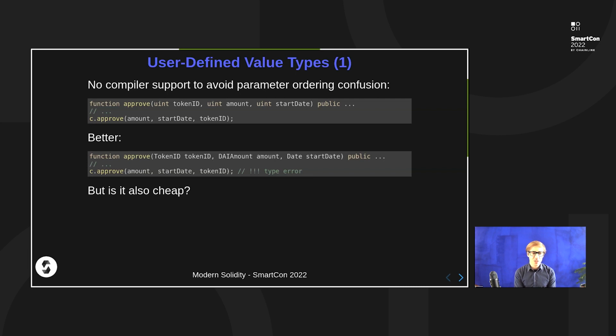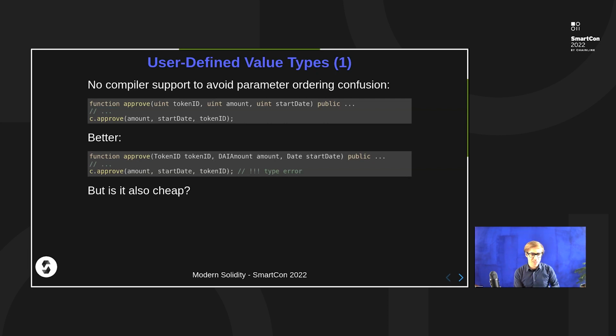And then later, when we call the function, we call it with amount, start date, and token ID, which is, of course, swapped around here, and this will have very bad consequences. But the compiler doesn't complain because in the compiler's view, everything is right. So the types all match, so there's nothing it can do. And it would be much better if we had different types for the different kinds of data here.